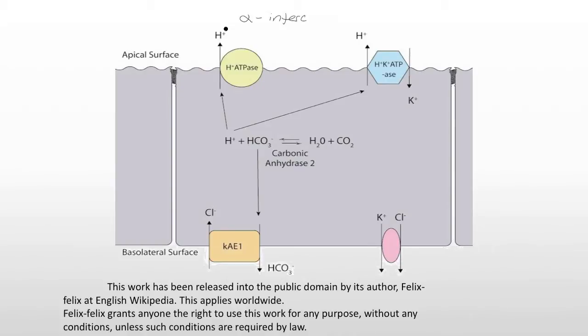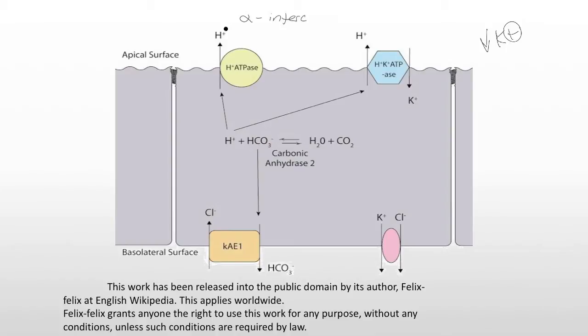I wouldn't be doing complete justice if I didn't go over the alpha intercalated cells. This cell is important especially in a low potassium diet. And what happens is you have a low potassium diet where you're barely getting enough potassium, almost zero potassium, then these cells are what get you the maximum bang for your buck.